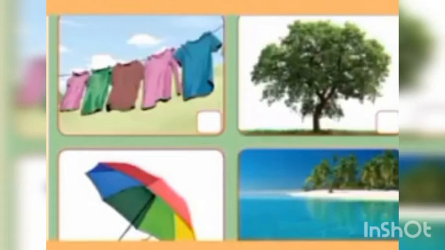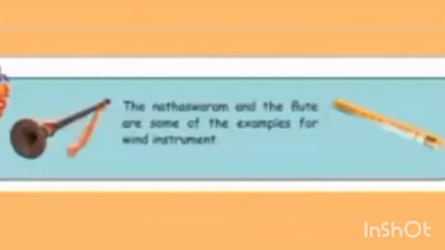On page number 90, one activity is given for you to do. Take the objects which give out water vapor. This is a wet cloth, tree, dancing doll, umbrella, water, candles. You have to do it yourself. Take the objects which give out water vapor. Do you know Nadaswaram, children? The Nadaswaram and the flute are some examples of wind instruments.